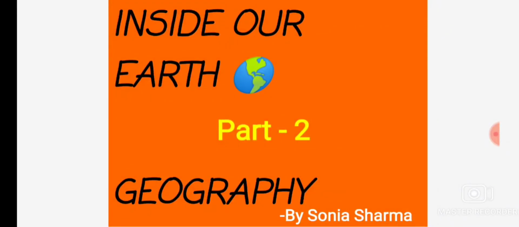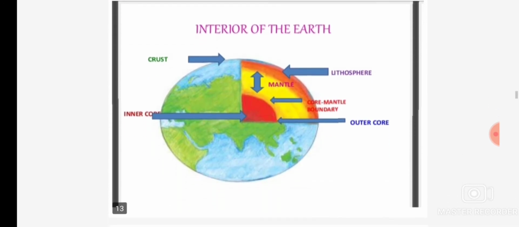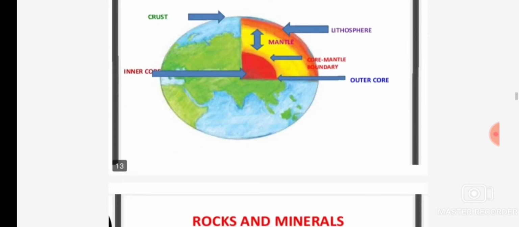In this video, you will learn the second part of the second chapter, that is, inside our earth. In the previous chapter, I explained to you about the different layers of the earth. You all know that the uppermost layer of the earth is known as the crust. Just below the crust lies the mantle, that is the second layer of the earth, and the third layer, that is the innermost layer of the earth, is known as the core.